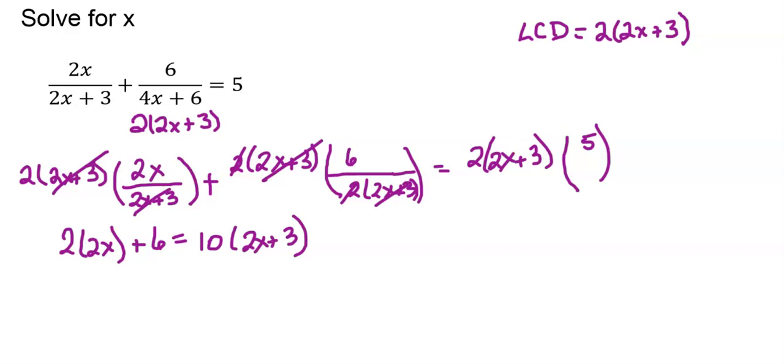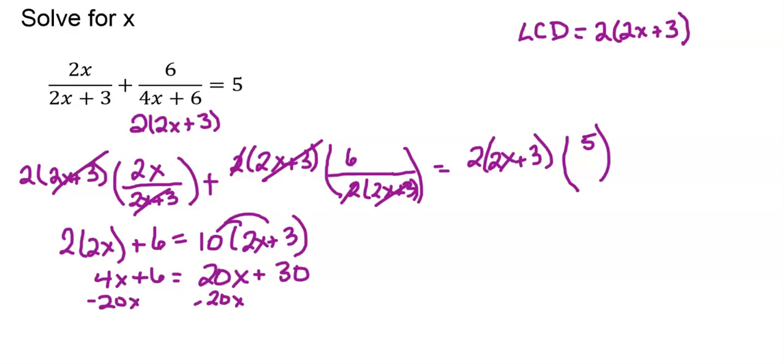All right, so let's keep simplifying each side. 2 times 2x on the left side is 4x plus 6 equals, and then we'll distribute here. 10 times 2x is 20x. 10 times 3 is 30. All right, let's get the variables on the left, so we'll subtract 20x from both sides. 4x minus 20x is negative 16x. Plus the 6 equals 30.